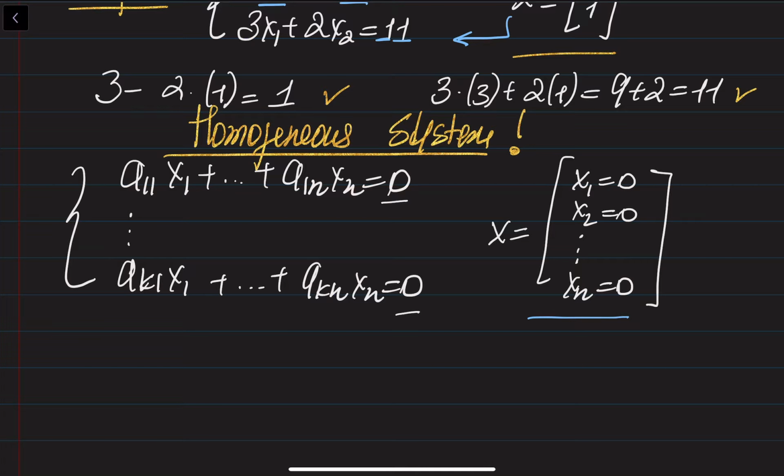So we call the solution when x1 is equal to x2 is equal to xn is equal to 0 the trivial solution. Trivial solution. So it appears at the same time a homogeneous system of linear equations might have a non-trivial solution, which basically means that at least one of the variables is not going to be equal to 0. But if a homogeneous system of linear equations has a non-trivial solution, it's going to have infinitely many solutions.